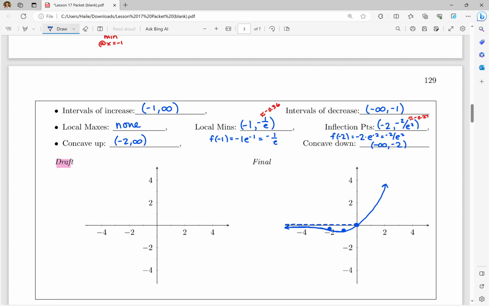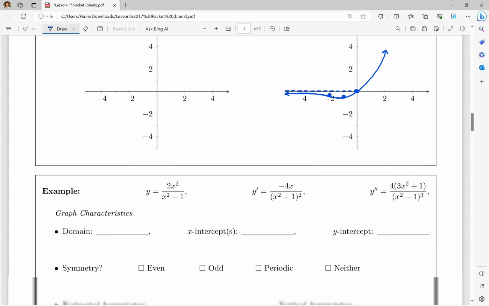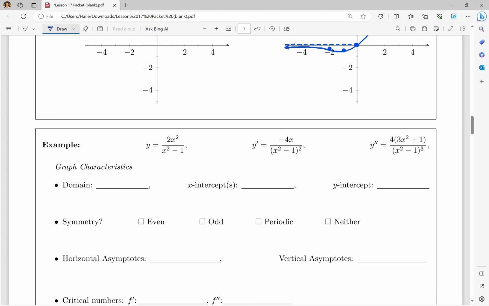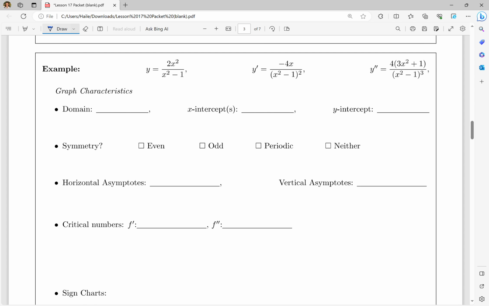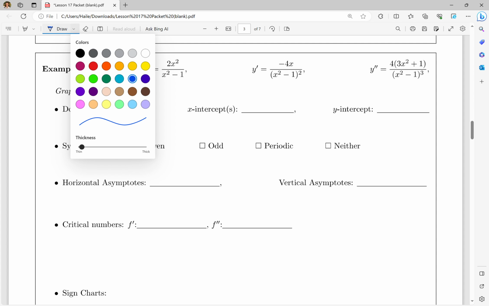All right, so don't want this video to get too long, so let's try and squeeze in one more example before my computer decides to cut off the recording. All right, so our next example, we have y is equal to 2x squared over x squared minus 1.